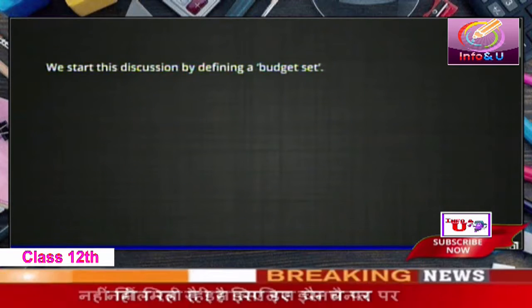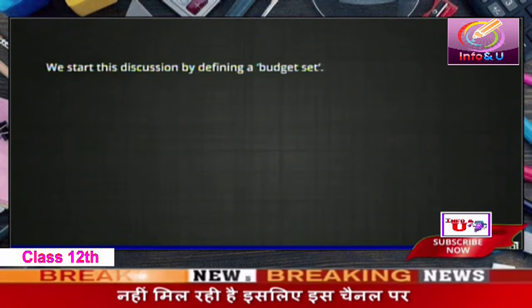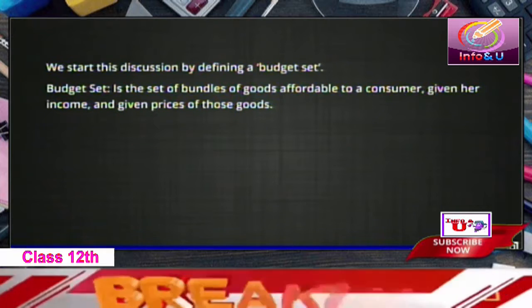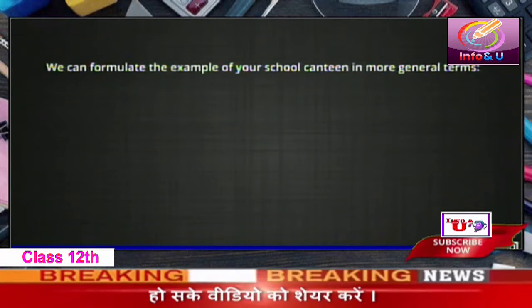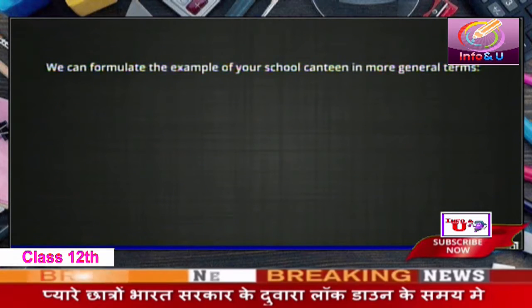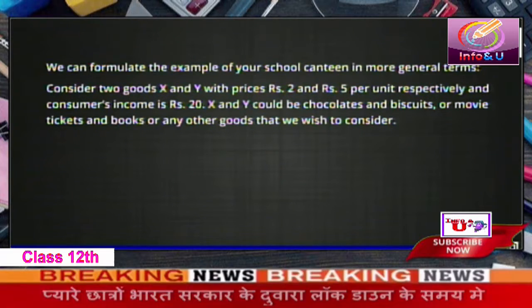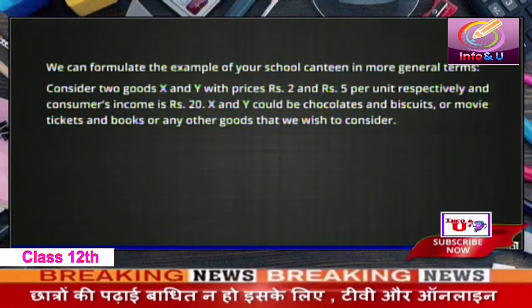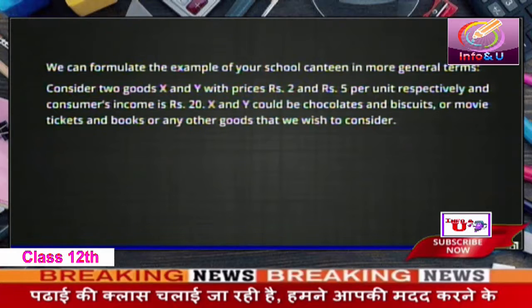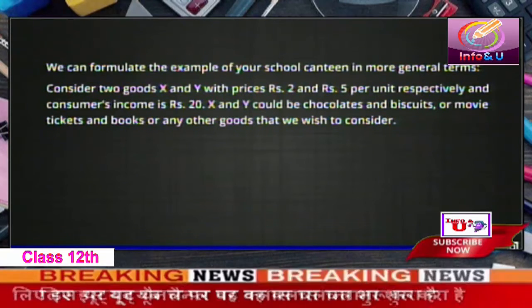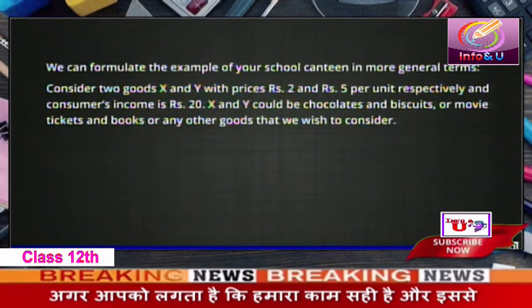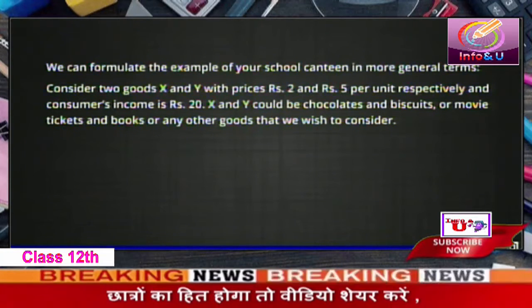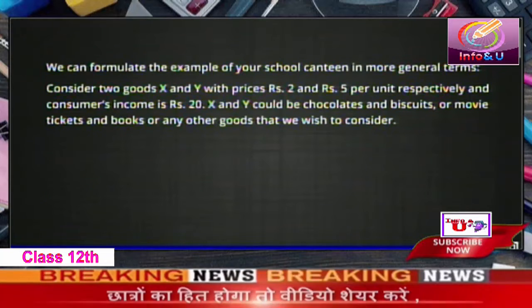We start this discussion by defining a budget set. This is a set of bundles of goods affordable to a consumer given her income and given the prices of those goods. We can formulate the example of your school canteen in more general terms. Consider two goods X and Y with prices rupees 2 and rupees 5 per unit respectively and a consumer's income of rupees 20. X and Y could be chocolates and biscuits or movie tickets and books or any other goods that we wish to consider.